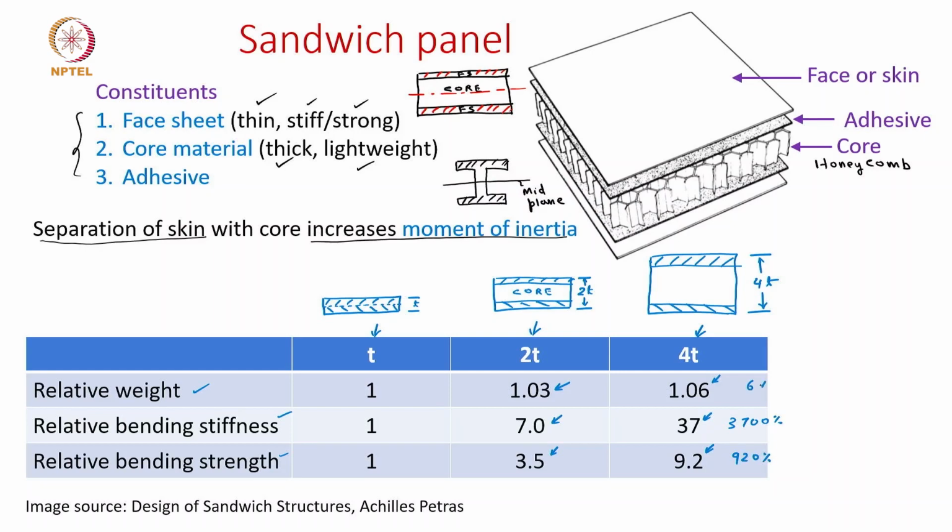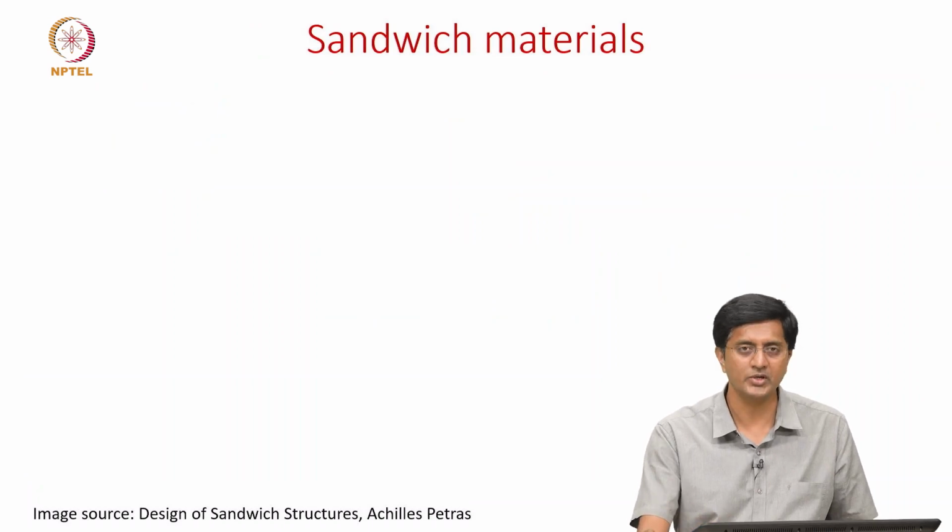With just a 6% increase in the mass, we are able to achieve a significant increase in the bending stiffness and the strength. This should give a clear idea about why sandwich panels are very commonly used in lightweight structures, because with this example we have shown there is a significant increase in the stiffness and the strength with very little additional mass.